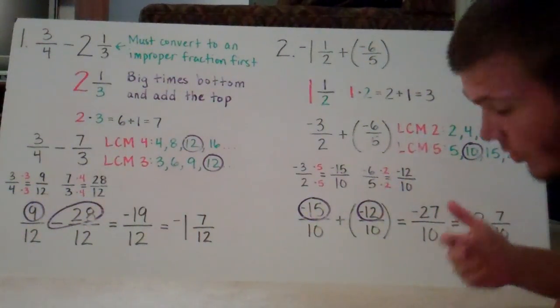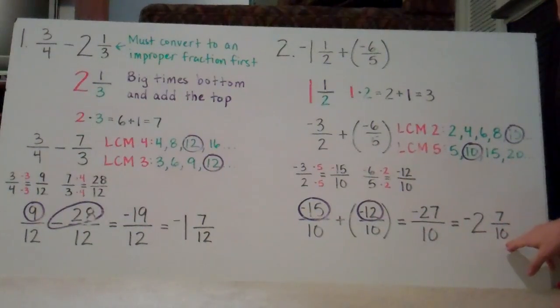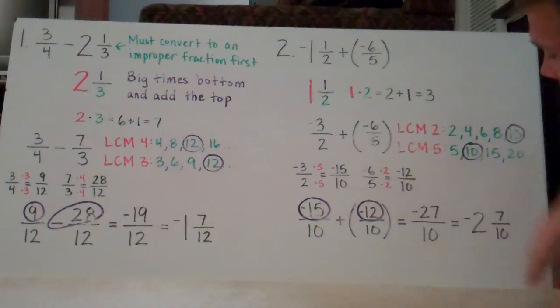And if you want to go back and check your work, do it. Big times the bottom is 20, add the top is 27. That's exactly right.